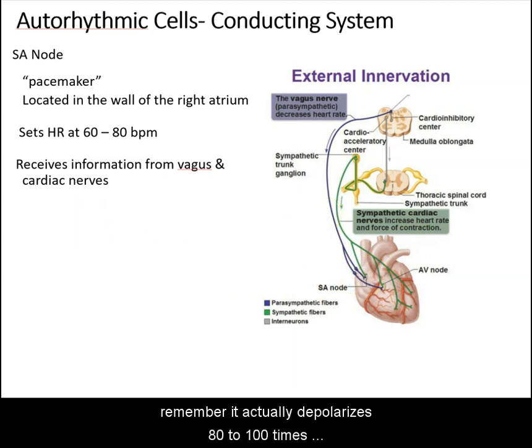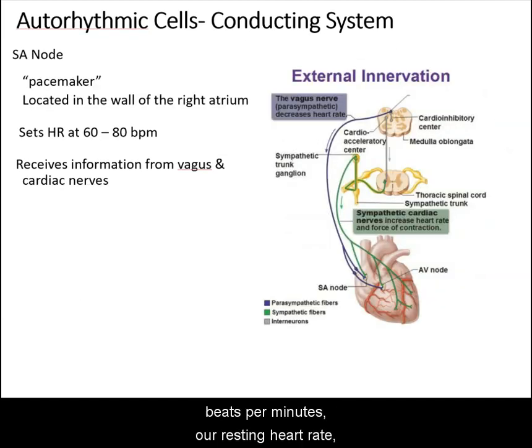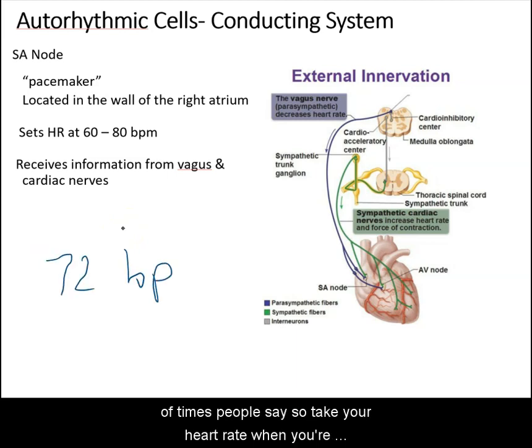Remember, it actually depolarizes 80 to 100 times per minute, but our resting heart rate is not 80 to 100 beats per minute. Our resting heart rate, the textbook average, is 72 beats per minute is what a lot of times people will say. So take your heart rate when you're sitting. Actually, the best time to do it is first thing in the morning, and it should be between 60 and 80 beats per minute. It does get information from the vagus nerve and the cardiac nerves.